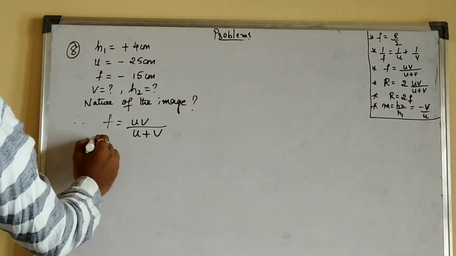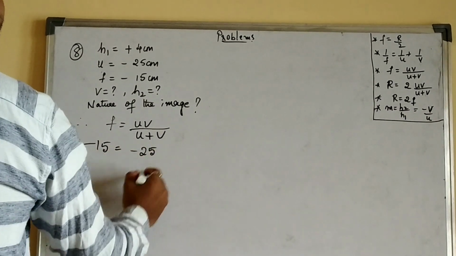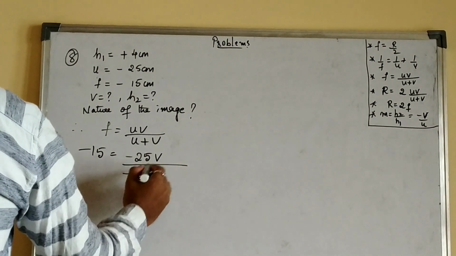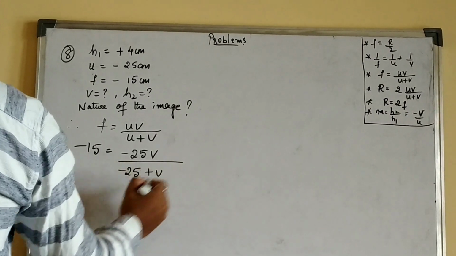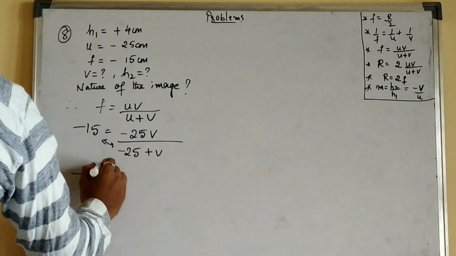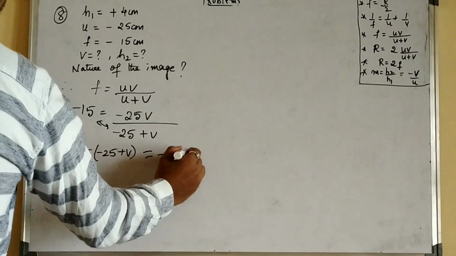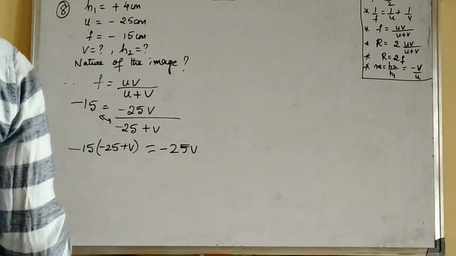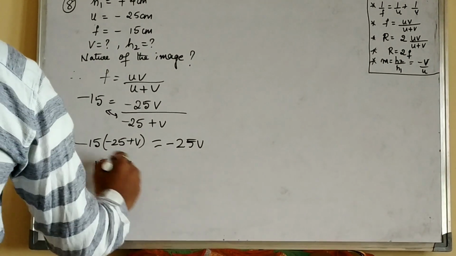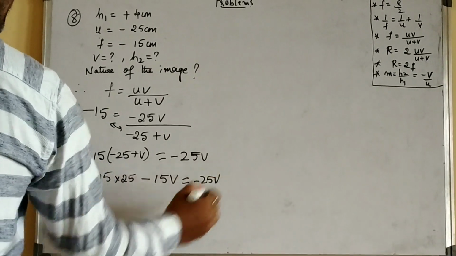So, f = uv/(u+v). Here we have f is minus 15 is equal to u is minus 25, you don't know v, divided by u plus v. u is minus 25, again you don't know v, you have to find out v. Then cross multiply it. So minus 15 into (minus 25 plus v) is equal to minus 25v. Now minus into minus is plus. So 15 into 25, minus into plus is minus 15v, is equal to minus 25v.